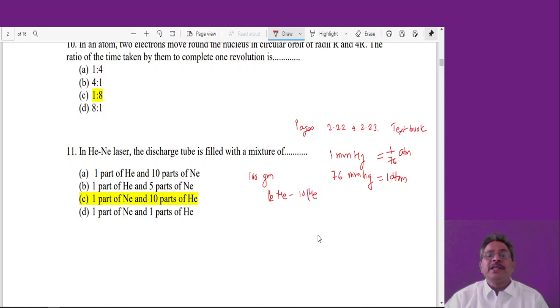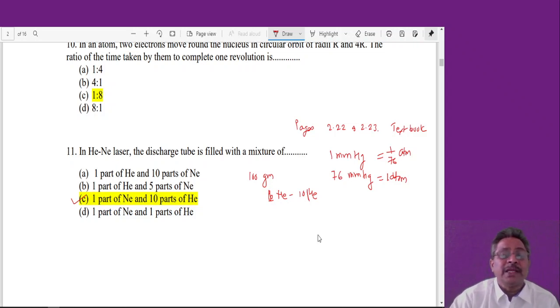So a mixture of helium and neon at this concentration, 1 part of neon and 10 parts of helium. Why this particular combination? Because the laser works with maximum efficiency if this pressure and this proportion are maintained. Otherwise, if we go for 10 parts of Ne and 1 part of He, there is no guarantee every time that the laser will be that effective or have that type of simple operation.